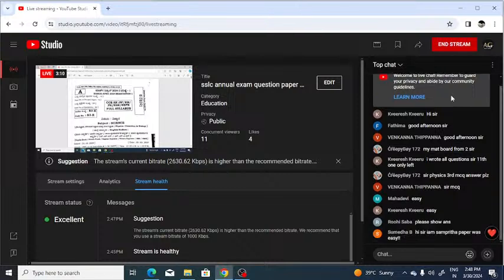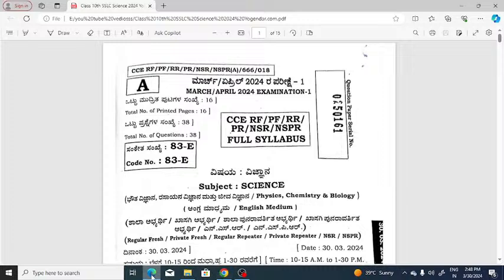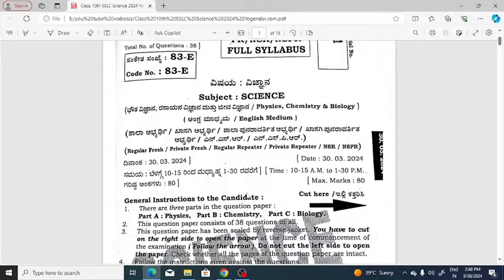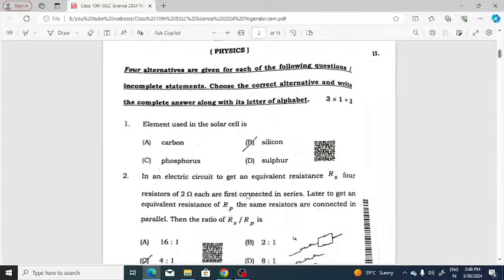So the physics third MCQ's answer, we will discuss it. Mahadevi says it was easy. Vire says that it was easy. Yeah, we'll discuss it. See, this is your question paper, and this is the first question.